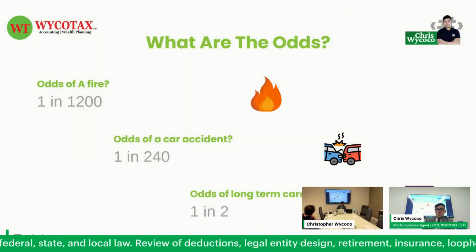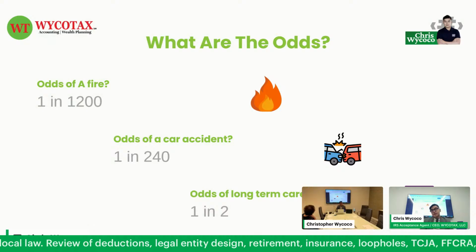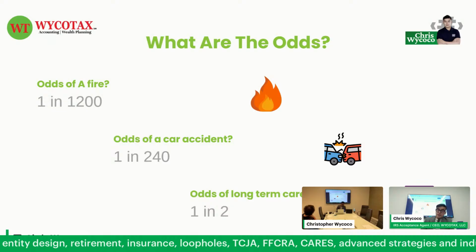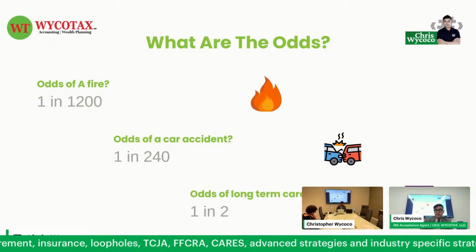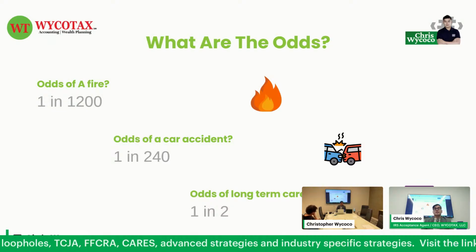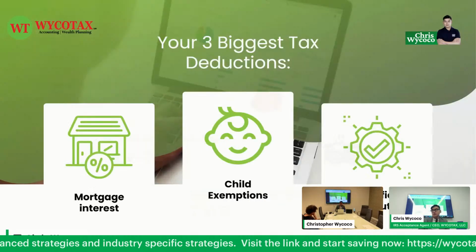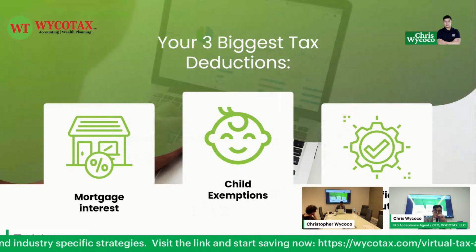And what are the odds of long-term care compared to having a fire? It's 1 out of 1,200 for a fire, 1 in 240 for a car accident, but for long-term care it is 1 out of 2. At the same time, we don't want to rely on our family members.